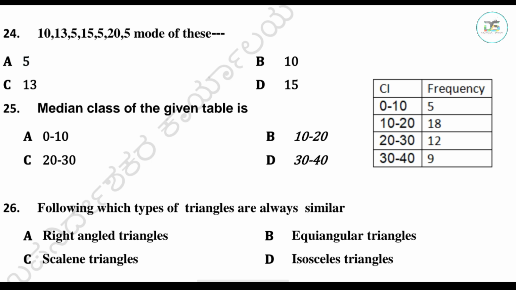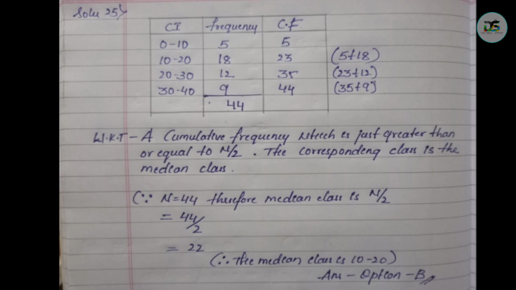Next question, median class of the given table is, options are option A 0 to 10, option B 10 to 20, option C 20 to 30, option D 30 to 40. So let's see the solution. In this given table, class intervals are 0 to 10, 10 to 20, 20 to 30, 30 to 40, and the frequencies are 5, 18, 12 and 9.